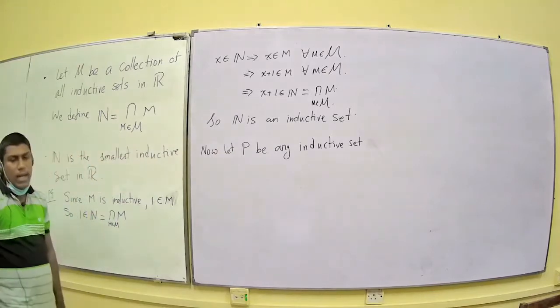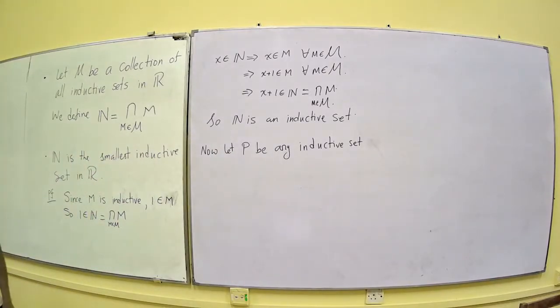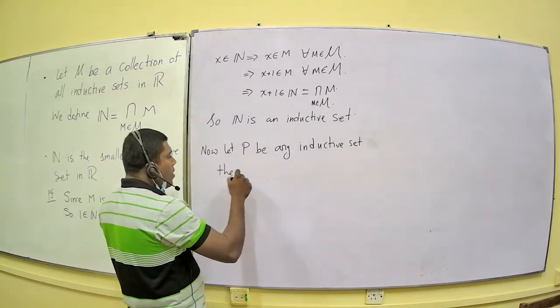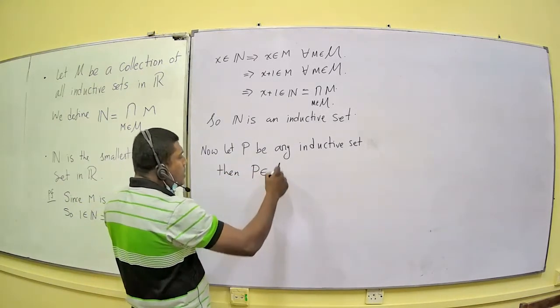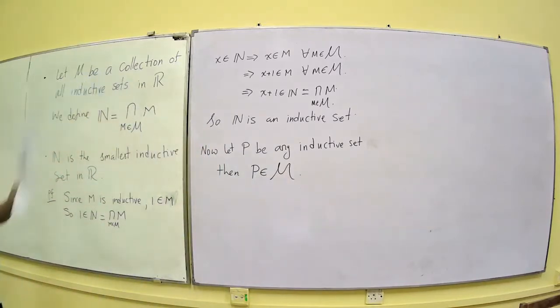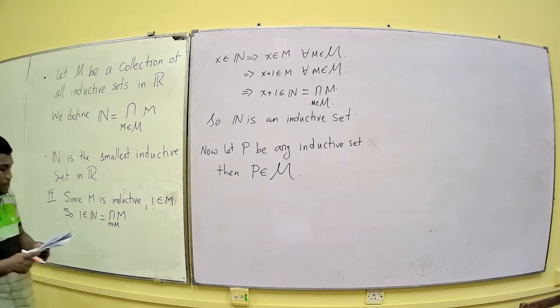Right, so let P be any inductive set. If P is an inductive set, then P belongs to this curly M, because curly M is the collection of all inductive sets. So if P is an inductive set, it should be a member of M. Right?